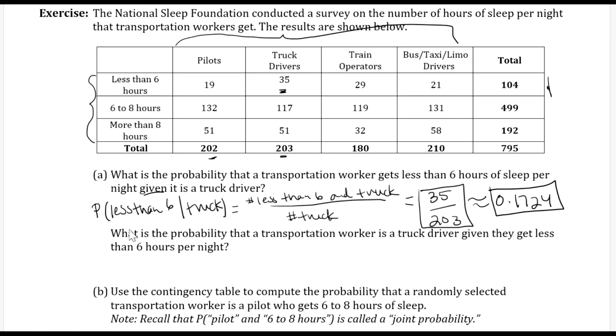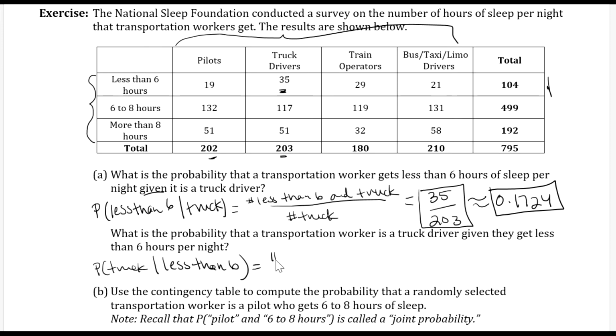It says, what is the probability that a transportation worker is a truck driver given that they get less than 6 hours per night? So probability that we have a truck driver given we have less than 6 hours of sleep per night. So now you can see it. These two are conditional on different scenarios.